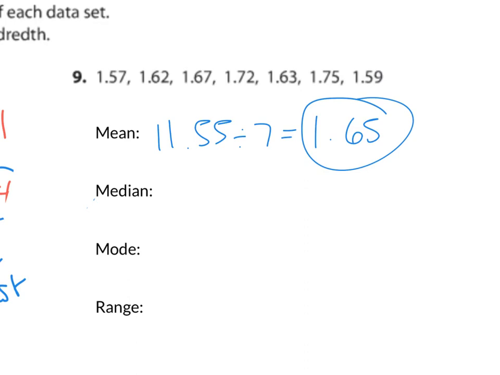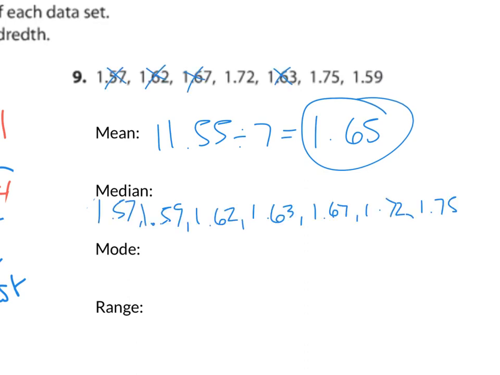1.65 is my mean. Alright, I put them in order. I'm going to cross them off one at a time to find my median. And I have 1 and 63/100ths. Mode, which one appears the most? Just like in the last problem, there are no similar numbers, so this is none.